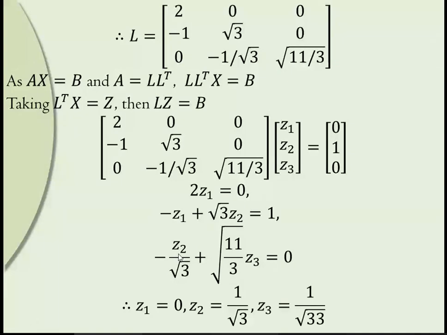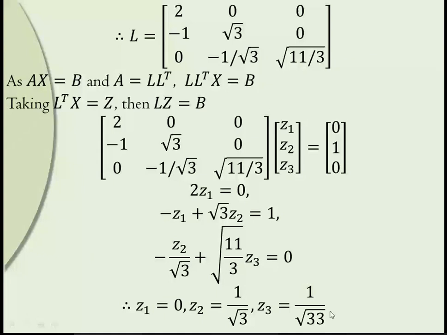Now put these Z1, Z2, Z3 into this equation, L transpose into X equal to Z. We know what L is. So L transpose will be: transfer first row to first column, second row to second column, and third row to third column. That gives us L transpose. Okay, and multiply with x1, x2, x3, equate with Z, that is Z1, Z2, Z3.